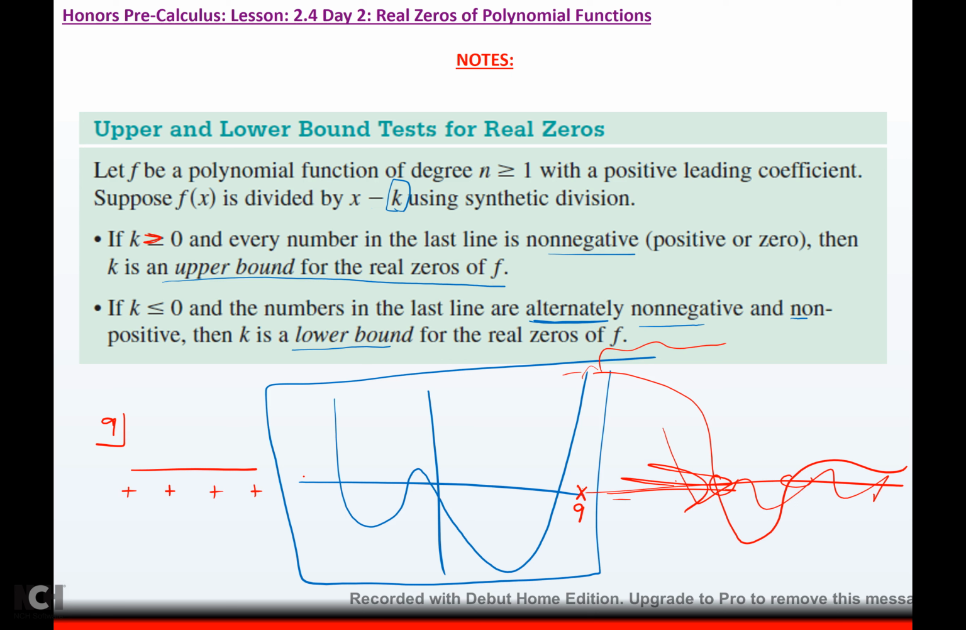Okay, if I wanted to test, let's say that this was -10. If I wanted to make sure that this thing didn't come back out and snake back around and hit the x-axis anymore down here, okay, k would be negative, it's less than 0. If I put -10 in the hole, and these alternated, positive, negative, positive, negative, all the way down, even including the remainder, then you found a lower bound. You're not finding a 0. It's not saying that the function crosses there. It's just telling you whether it will or will not possibly cross any more after that.